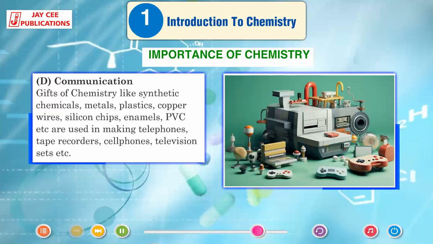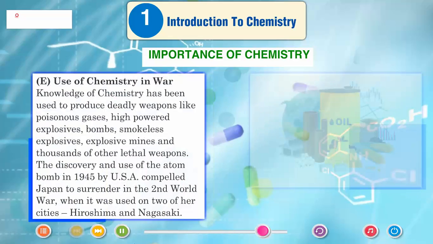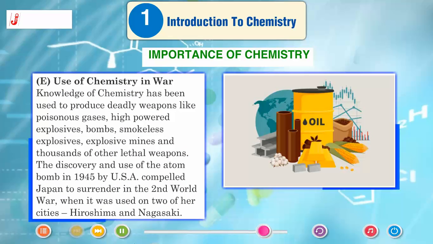Communication. Gifts of chemistry like synthetic chemicals, metals, plastics, copper wires, silicon chips, enamels, PVC, etc. are used in making telephones, tape recorders, cell phones, television sets, etc. Use of chemistry in war. Knowledge of chemistry has been used to produce deadly weapons like poisonous gases, high-powered explosives, bombs, smokeless explosives, explosive mines, and thousands of other lethal weapons.